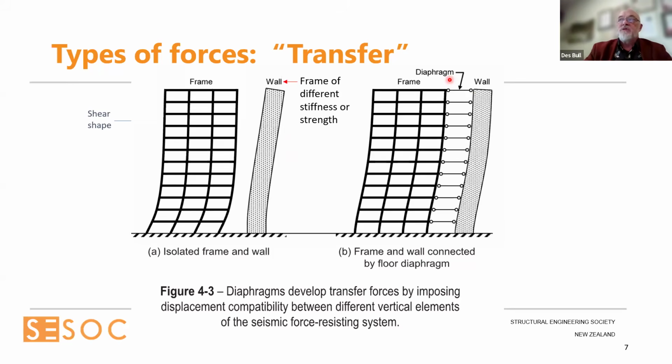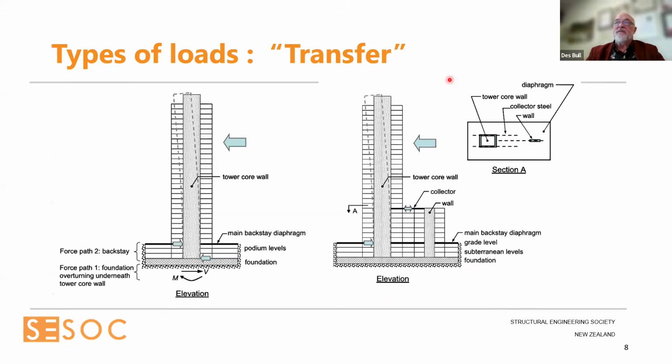The example says walls, but this also applies when you have frames of different stiffnesses and strengths in a multi-frame system. You'll also get the same form of transfer effect between the diaphragms. The ones that are most familiar to us all are large tower buildings with basements, and this particular ground floor, the main backstay diaphragm, as it says, picks up huge amounts of forces as a result. For example, in one I was involved in, in Wellington back in the 80s, that ground floor slab was 400 millimetres thick to be able to deal with the transfer or backstay forces.